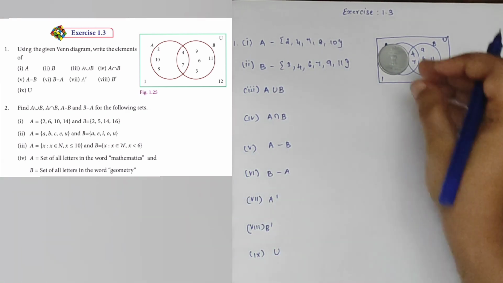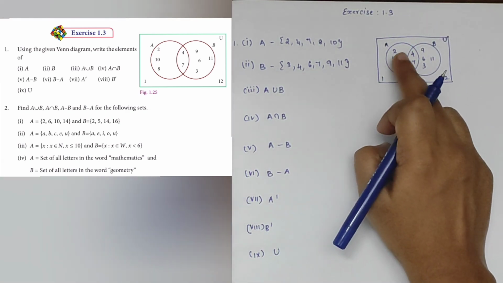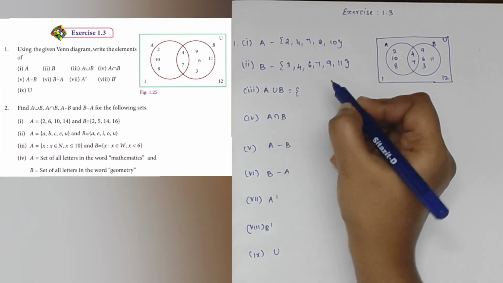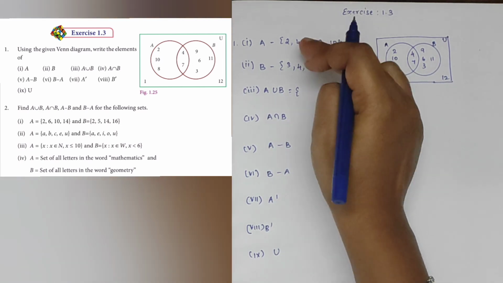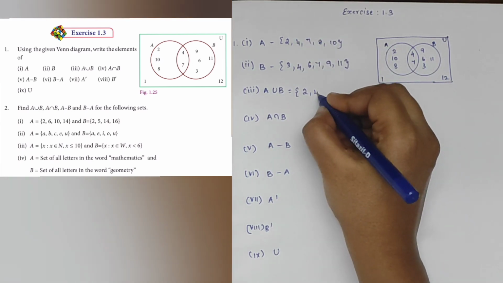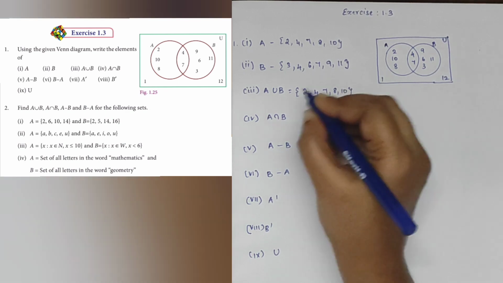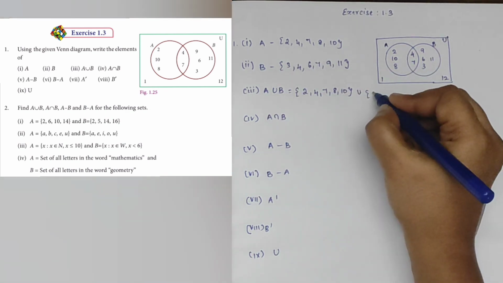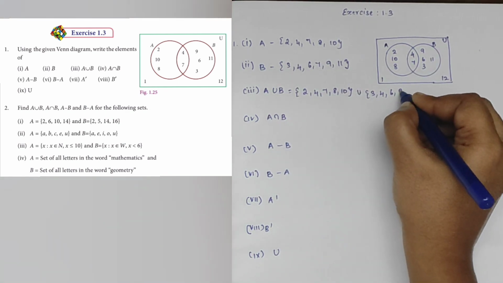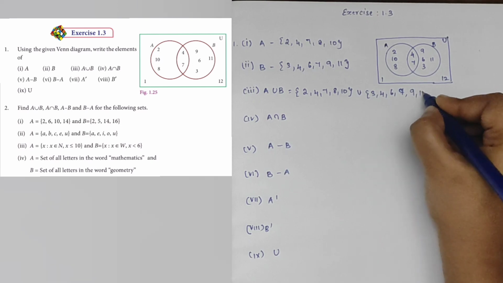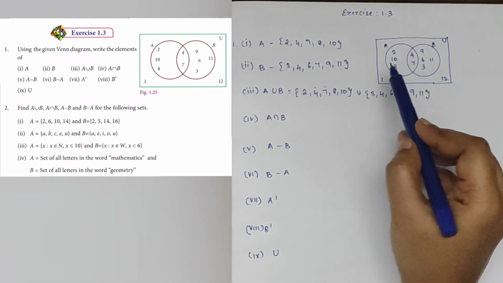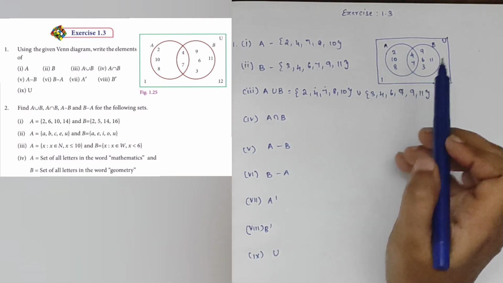Now we have to write the answer for A union B. That is, we have to combine both the circles. Okay. So first let's write the elements which are given for A. That is 2, 4, 7, 8, 10 union B, 3, 4, 6, 7, 9, 11. Now you have to list all the elements of the circles A and B together.